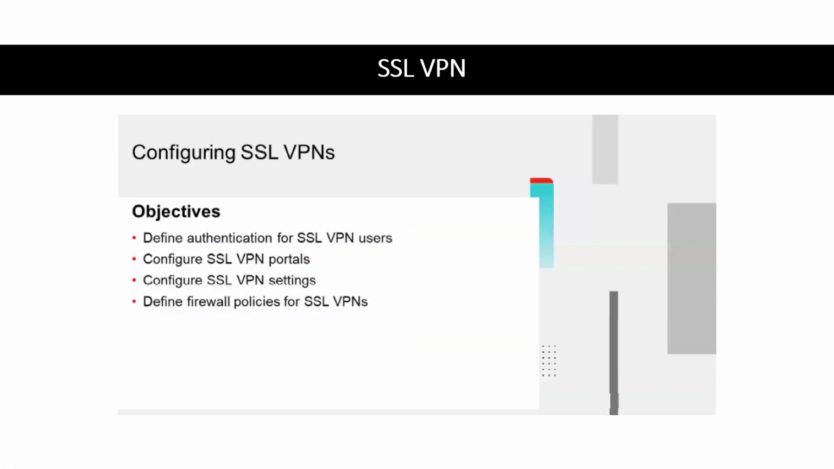After all of this, you should be able to configure SSL VPN settings on FortiGate, define SSL VPN users, and create firewall policies specifically for the SSL VPN interface that's on the FortiGate. All right, let's jump right in.